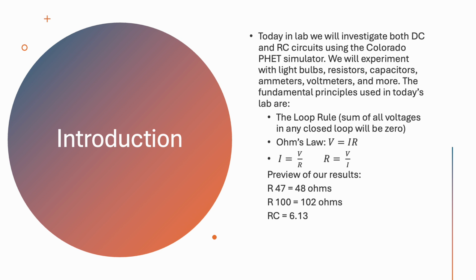And just a preview of our results: the resistance we calculated for the 47 ohm resistor was 48 ohms, and the 100 ohm resistor was 102 ohms, and the RC we calculated was 6.13.